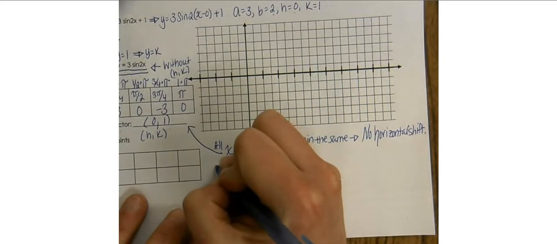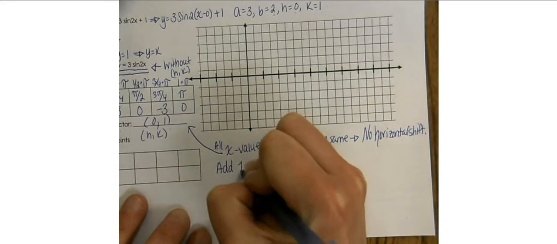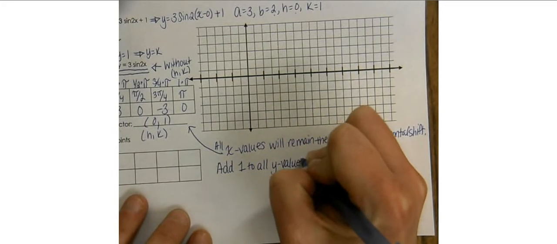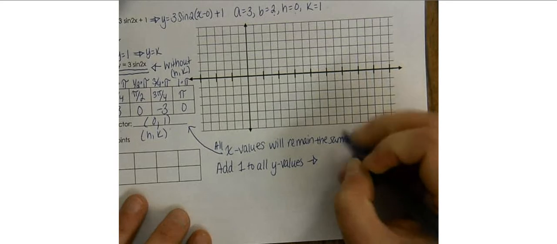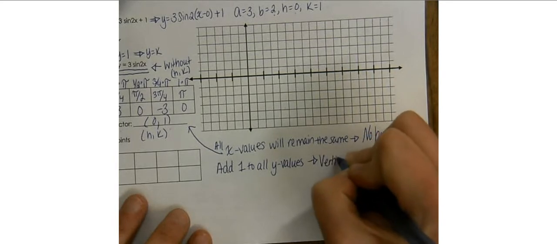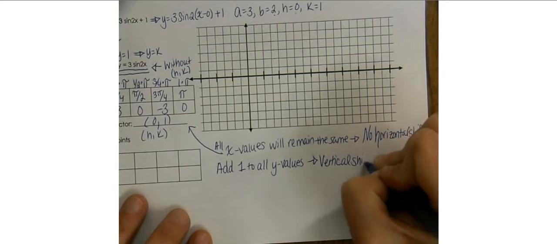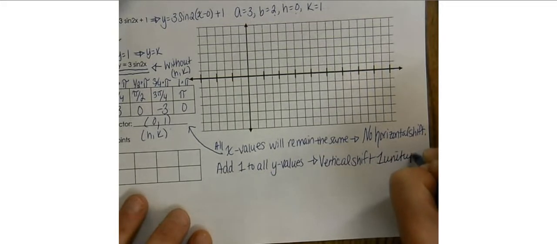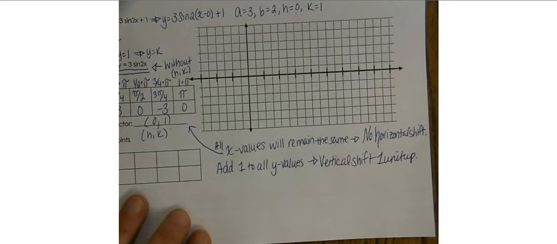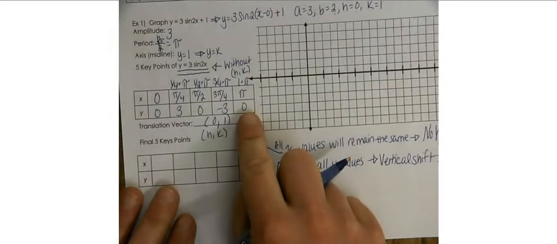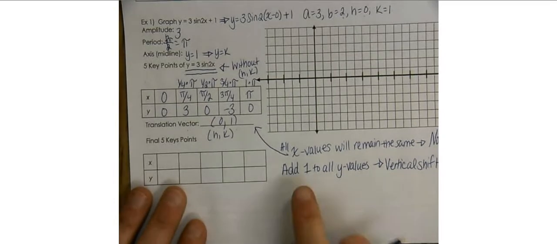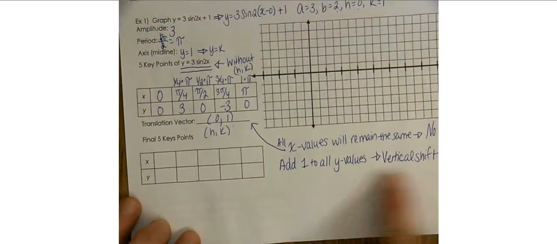The 1 in the y position means that you are going to add 1 to all y values. And adding 1 to all y values means that you are going to have a vertical shift 1 unit up. So based on this parent function, I guess you would call it, we're going to take whatever this graph was originally and shift it up 1 unit.